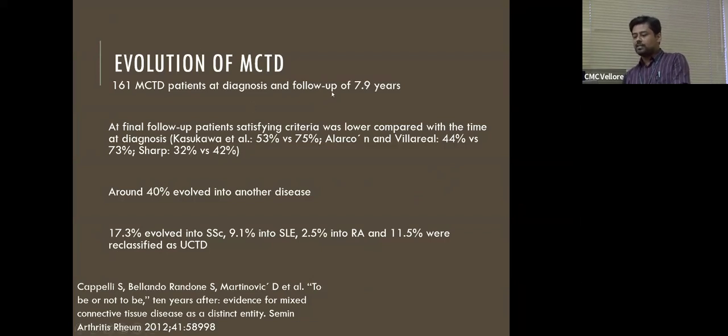When you followed up patients for almost 8 years, although there was some reduction in the number of patients who were MCTD from beginning to end, almost 50% or 60% of them did not evolve into another disease. 40% do evolve into another disease. The most common is systemic sclerosis in 17%, and SLE in 9%, very rarely into RA, the more erosive ones, and some of them were reclassified as undifferentiated connective tissue disorder. So remember, almost 50% or 60% will stay MCTD even at the end.